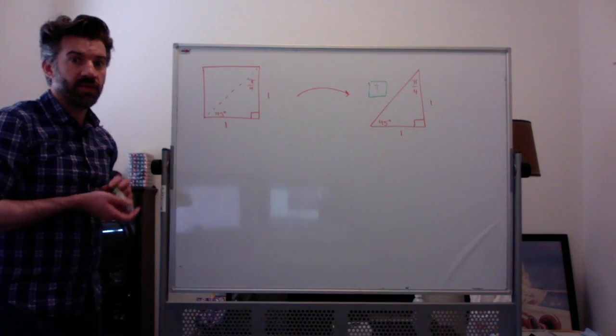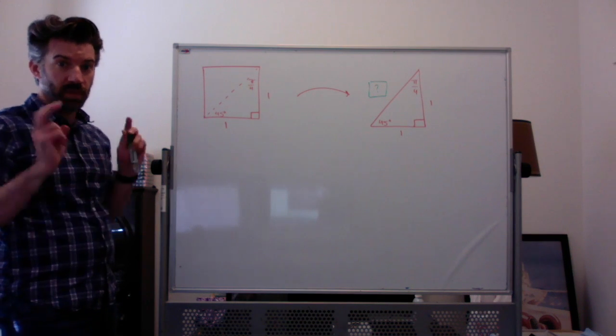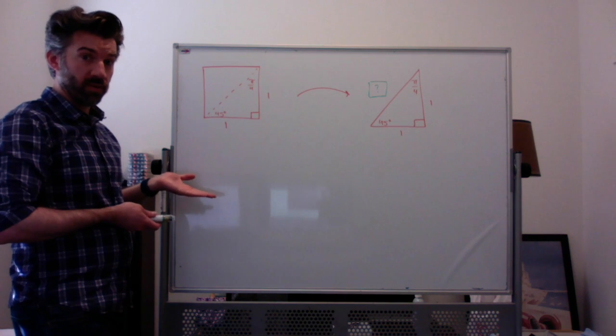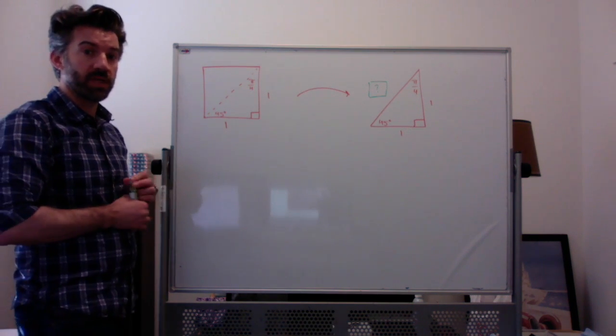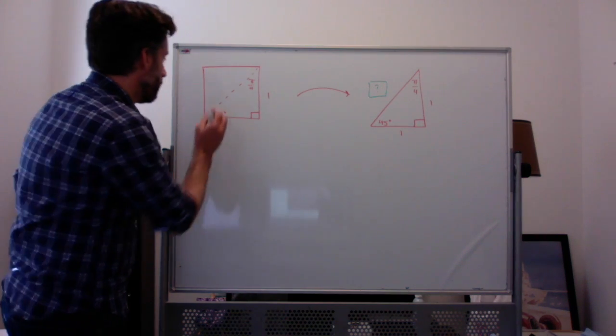Alright everybody, this video is about specifically evaluating the trigonometric functions of the special angles. The special angles being pi over 4 radians, which is the same as 45 degrees, and on the other side we'll have pi over 6 radians, which is 30 degrees, and pi over 3 radians, which is 60 degrees. Well, let's start with 45 degrees.